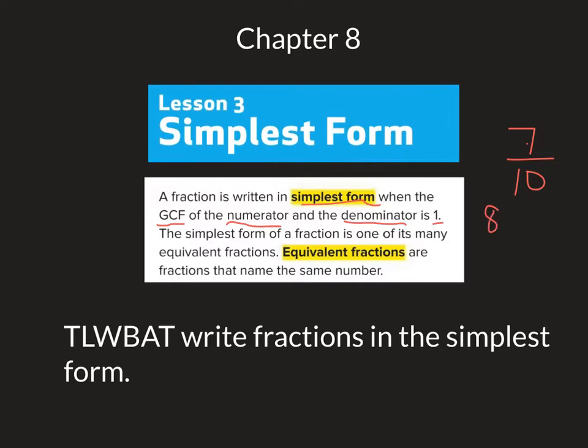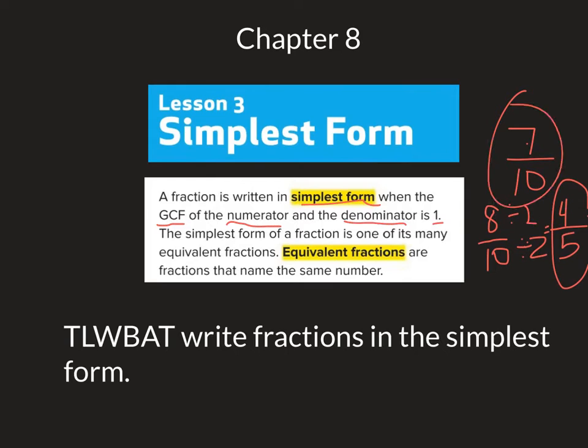Whereas if I did 8/10, I would notice they have a common factor of 2. So I could simplify and divide both by 2 to get 4/5. Now 4/5 has a greatest common factor of 1. So now we know that it's in simplest form. The simplest form of a fraction is one of its many equivalent fractions.